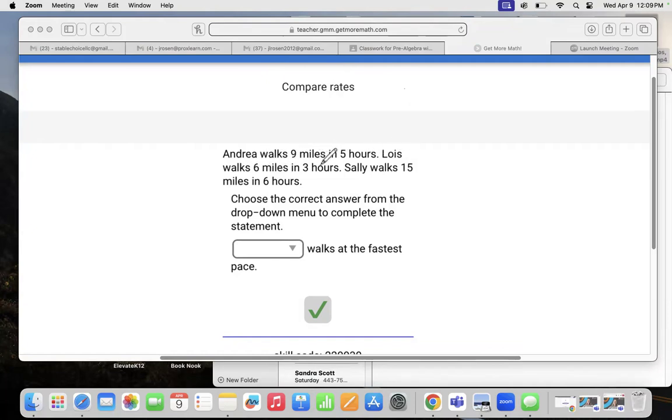So it says Andrea walks 9 miles in 5 hours. Lewis walks 6 miles in 3 hours. Sally walks 15 miles in 6 hours. Choose the correct answer from the drop down menu to complete the statement. Blank walks the fastest pace. Okay. So we're just going to organize it.